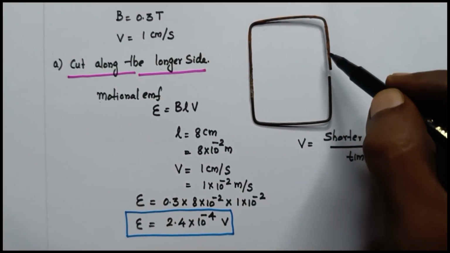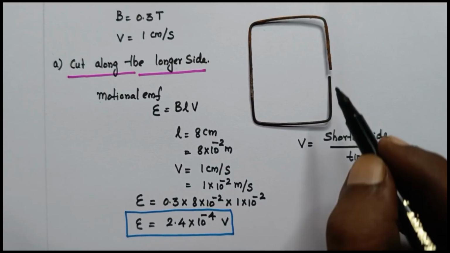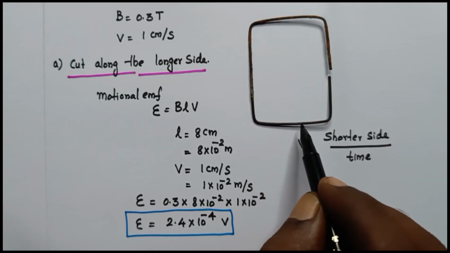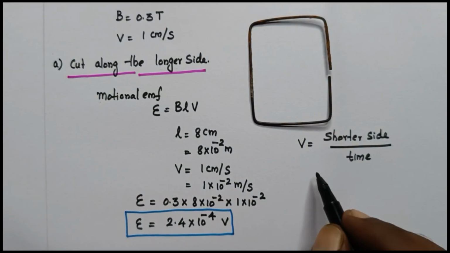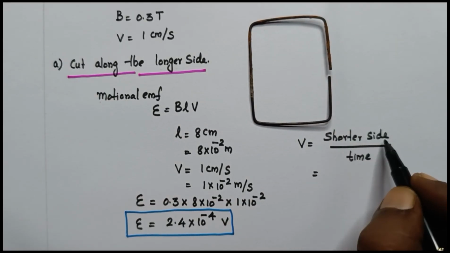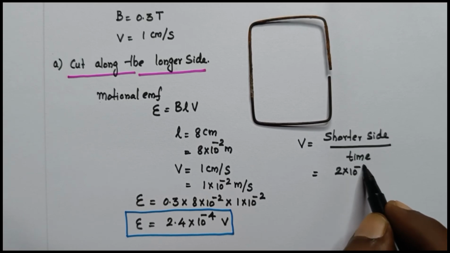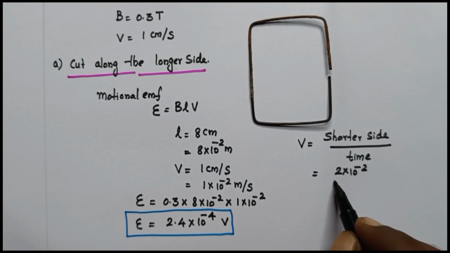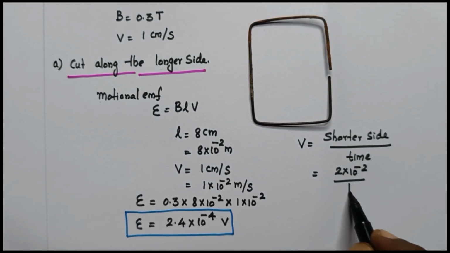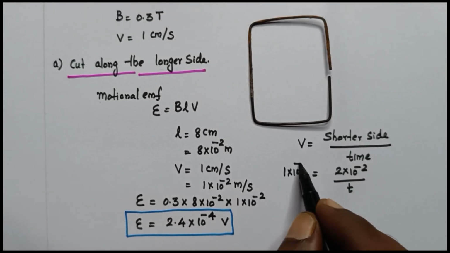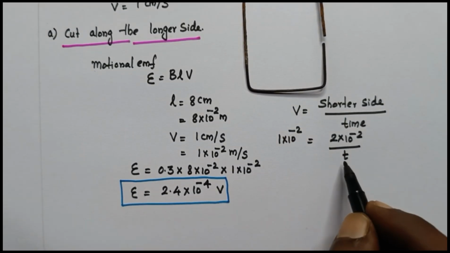EMF is developed across the longer side, and this EMF will last once it has travelled the shorter side. The velocity is equal to the shorter side divided by time. The shorter side is 2 into 10 to the power minus 2 meter, and the velocity is 1 into 10 to the power minus 2. We have to find the time.